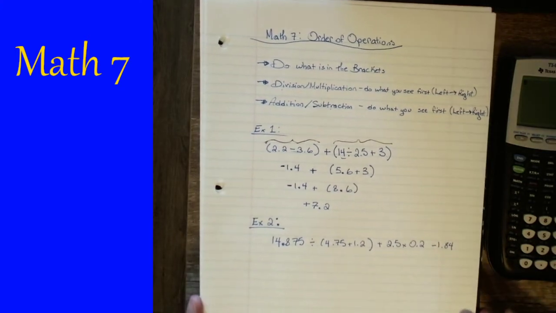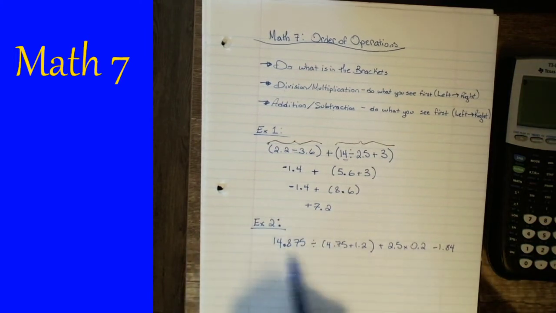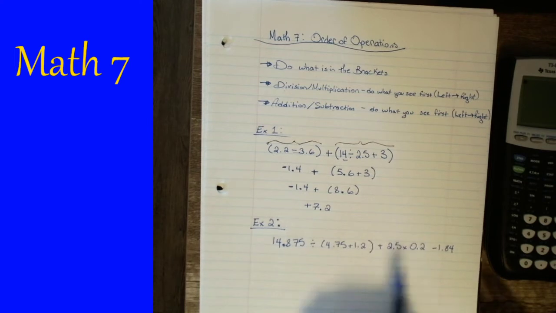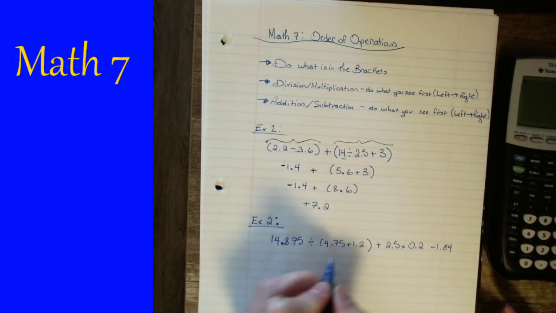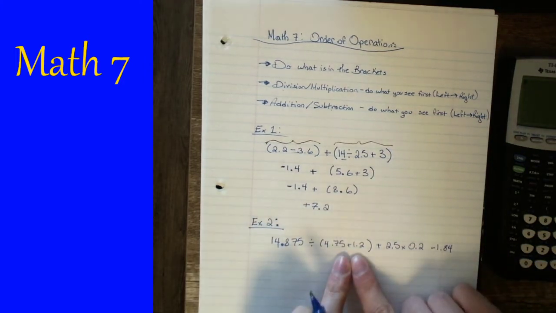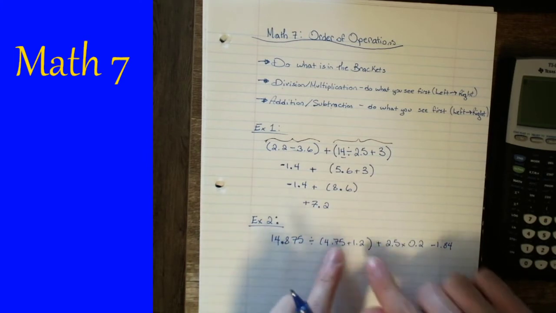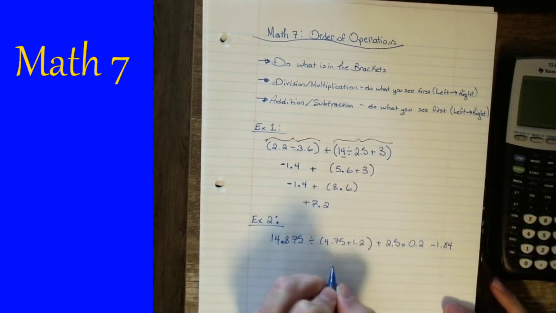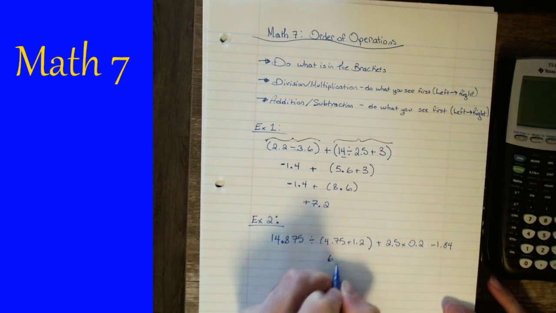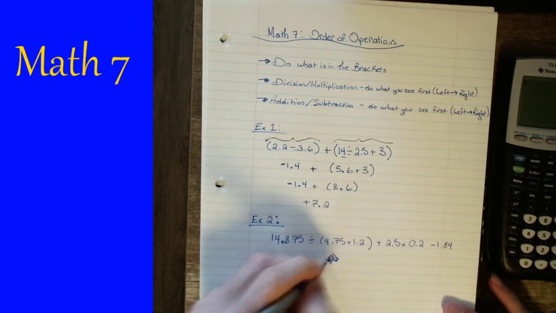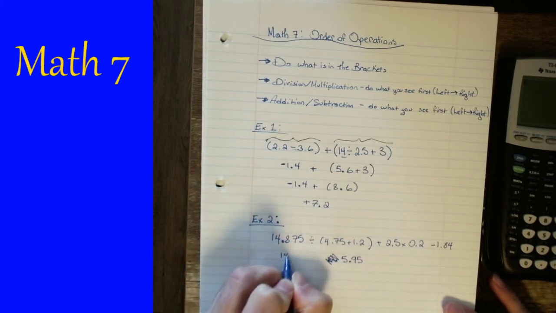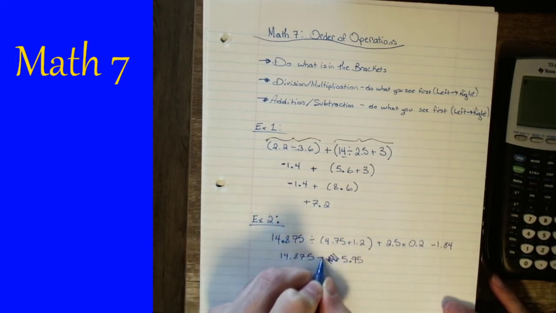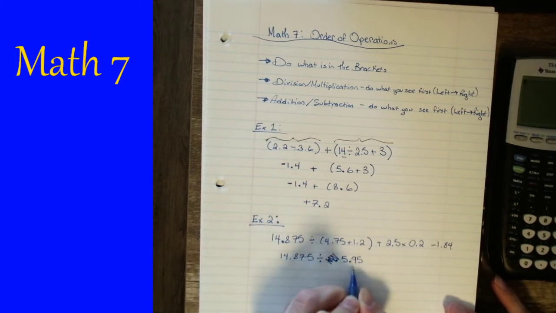And in that sense, if I look at this, I need to know what to do first. That's the idea. So I'll identify that there's brackets here, so I should add those two things together. And sometimes we can ignore everything else outside of those brackets. Let's just figure out what that is, because that's going to make things simpler. So this is going to be 5.95. So I have 14.875 divided by 5.95.